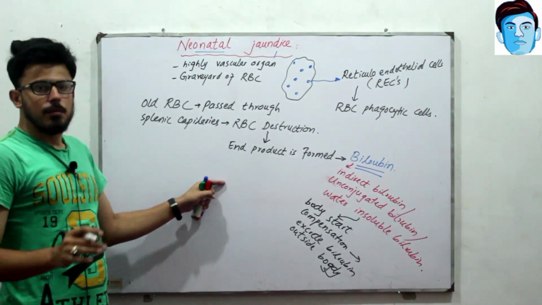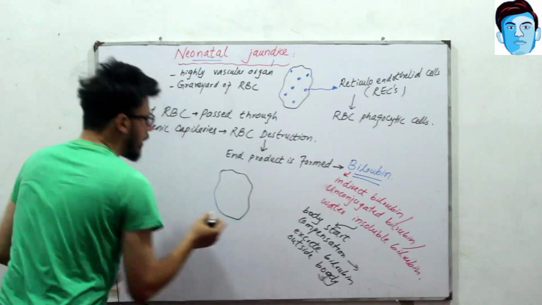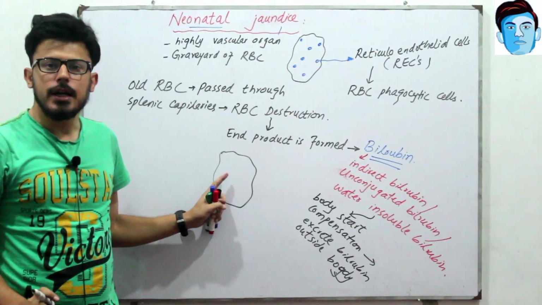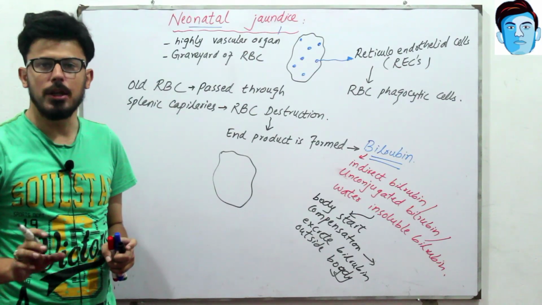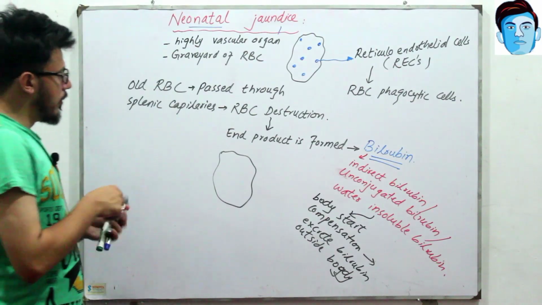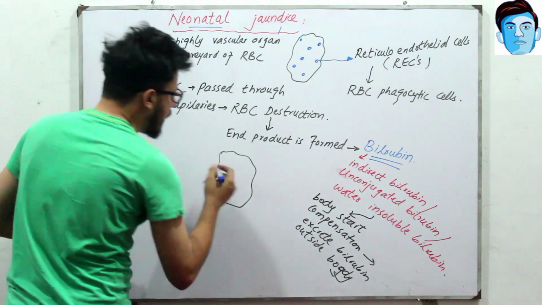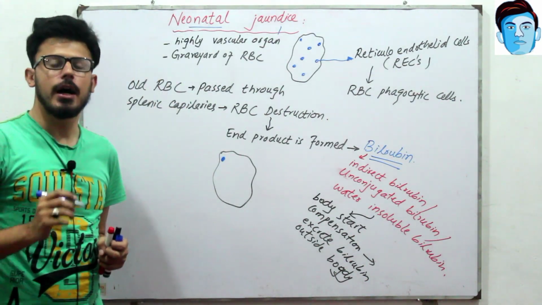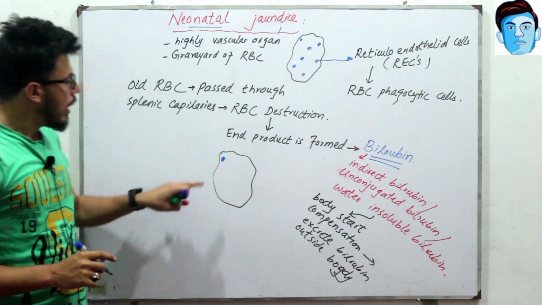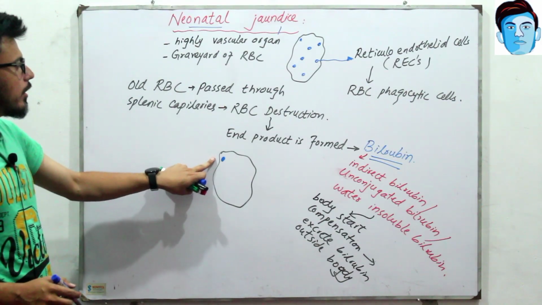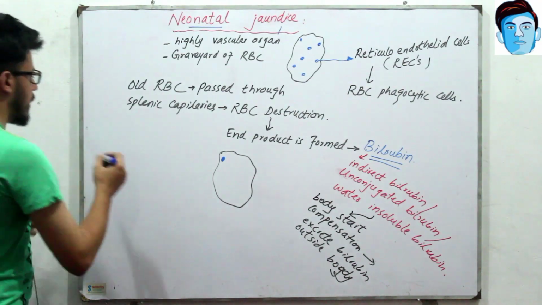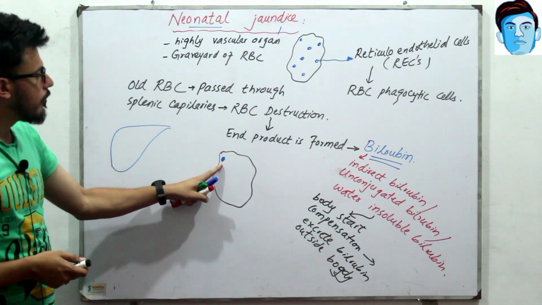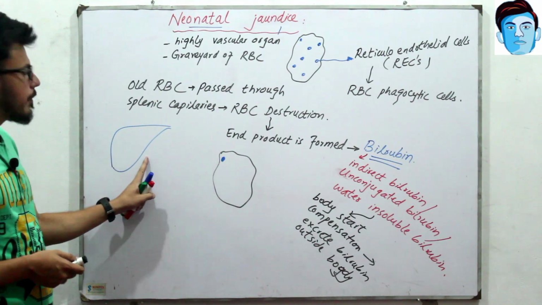Now, let's suppose this is a spleen. As I discussed earlier, whenever RBC passes through the spleen, there will be RBC destruction. As a result of that, the end product is formed in the form of bilirubin. The bilirubin that is formed inside the spleen is called indirect bilirubin, or unconjugated bilirubin, or water insoluble bilirubin. Now this bilirubin would reach the liver. So let's say this is a liver.